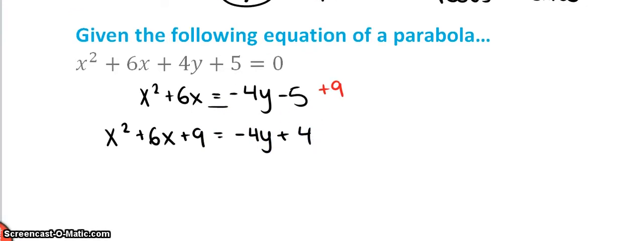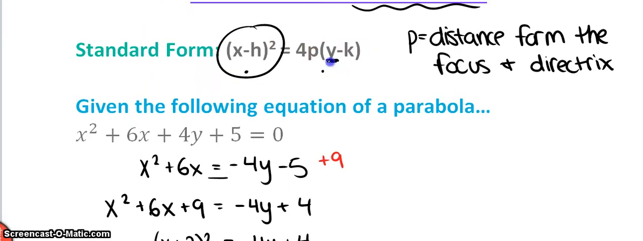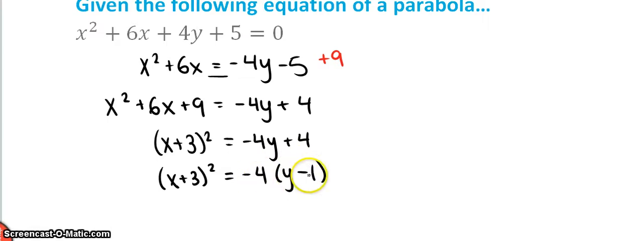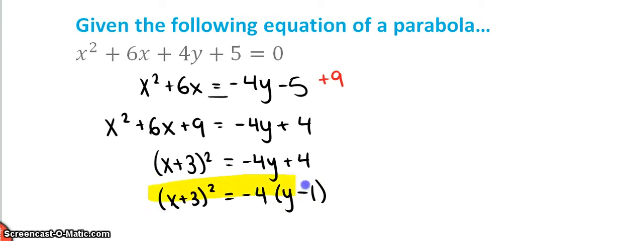The reason that this was helpful is that now this becomes a binomial squared. It's really just (x plus 3) squared. And it looks a little bit more like standard form. One of the only differences is that in standard form our y is isolated. So I'm going to go ahead and isolate my y here by factoring out whatever is bothering the y, which happens to be -4. So what's left over would be y minus 1. A negative times a negative gives us that positive. So congratulations, you very quickly completed the square to get the parabola in its standard form.